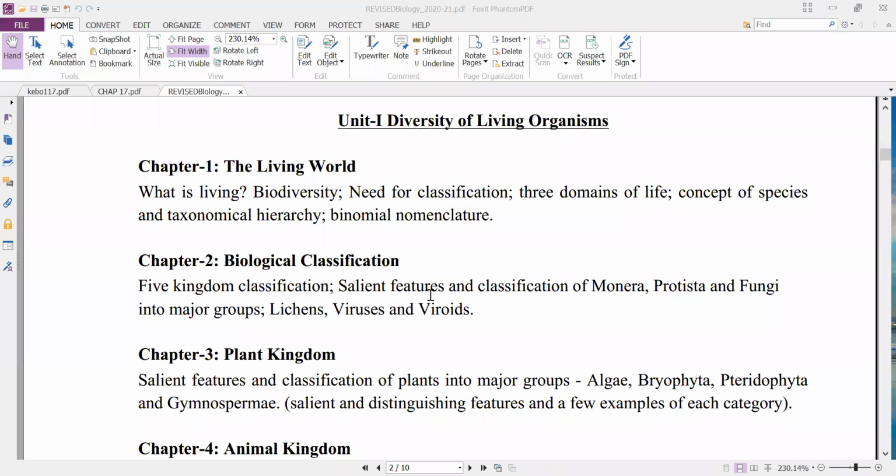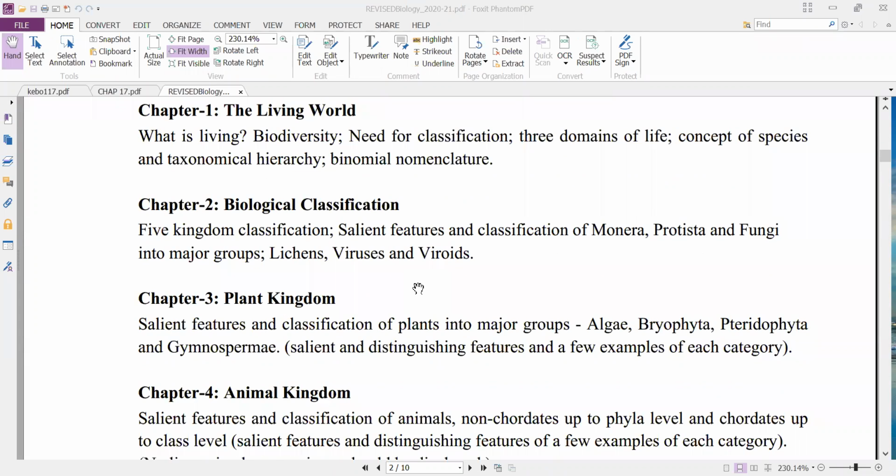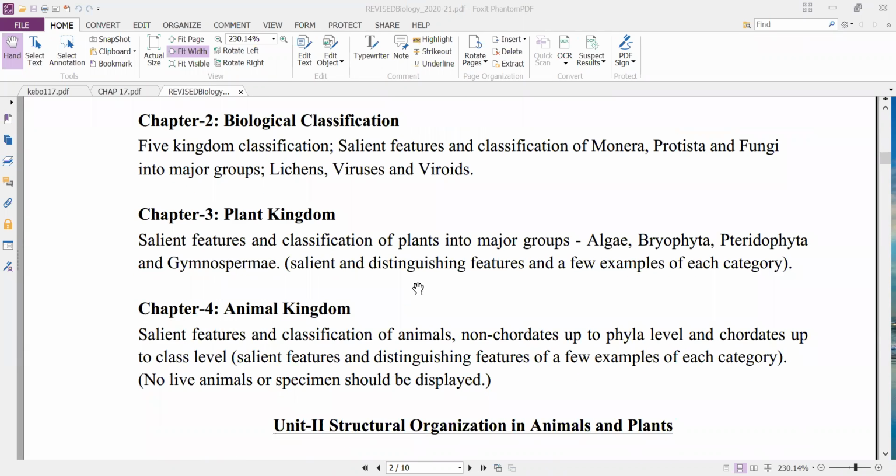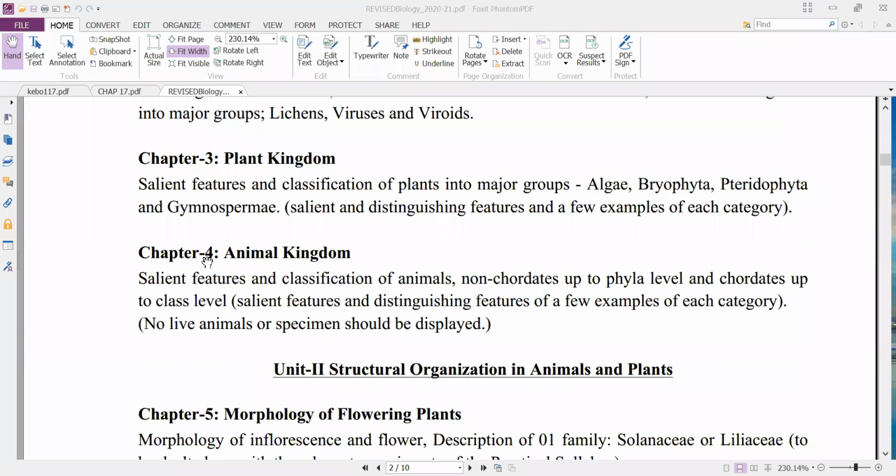Okay, so what is the syllabus for the final examination? Chapter 1, Living World. Chapter 2, Biological Classification. Chapter 3, Plant Kingdom up to Gymnosperms. Angiosperms is not there in the syllabus. And next, chapter 4, Animal Kingdom, complete chapter.